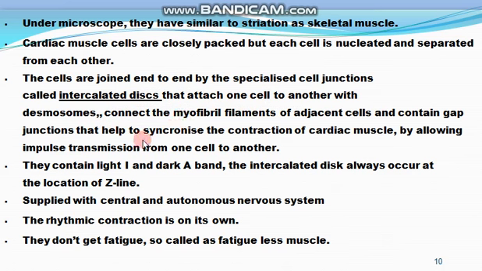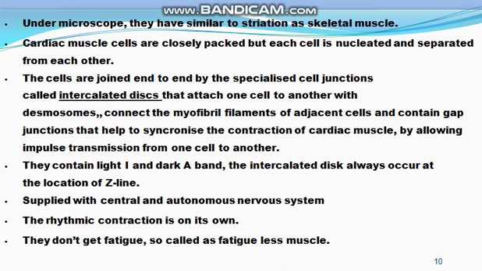contain gap junctions also, which help to synchronize the contraction of the cardiac muscle by allowing the impulse to transmit from one cell to another. So the intercalated discs are present to synchronize the contraction of the cardiac muscle. These cardiac muscles also contain light and dark bands. The light band is the I band and the dark band is the A band. And the intercalated disc always occurs at the location of the Z line.